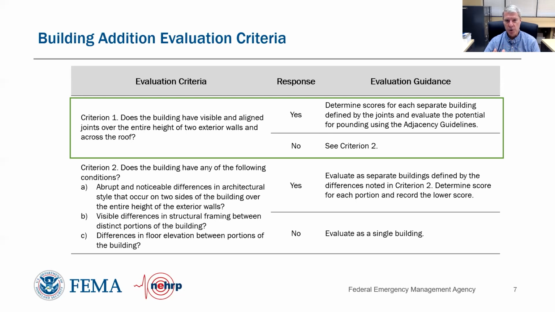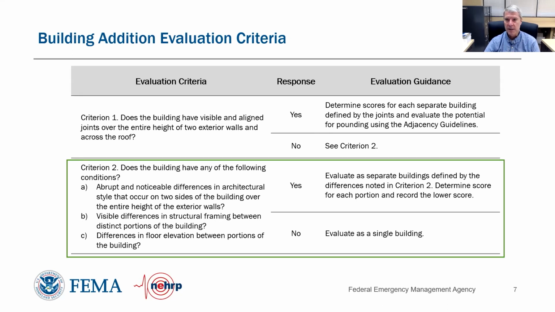If they do have visible joints, i.e. separate buildings, then we have to score both buildings separately, and then we evaluate pounding, which we'll get to shortly, which represents how close are the buildings relative to how strong the shaking is or seismicity region my building is in. If my response to that criterion 1 question, do I have visible or aligned joints over the entire height, is no, I go to criterion 2.